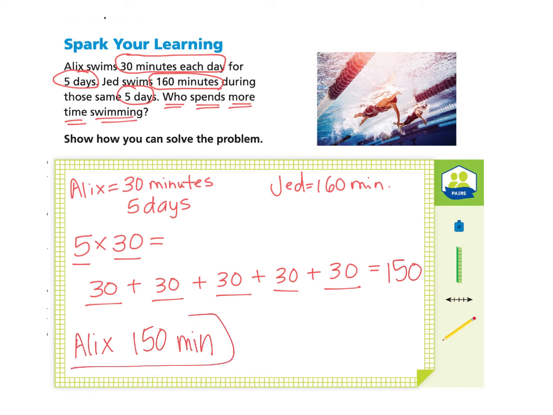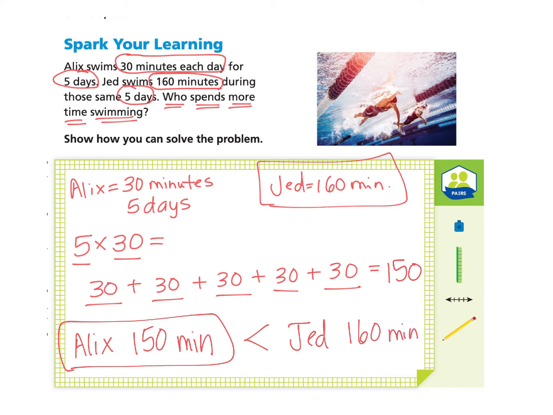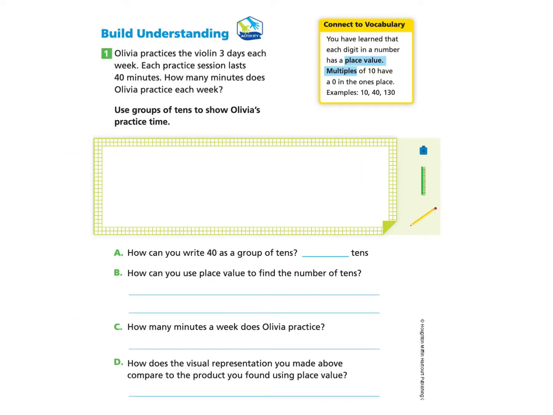And if we compare 150 to 160, then Jed is going to have the greater amount of minutes, and we'll use a greater than sign. So I can write that Jed spends more time swimming than Alex. Please turn to the next page, page 128.